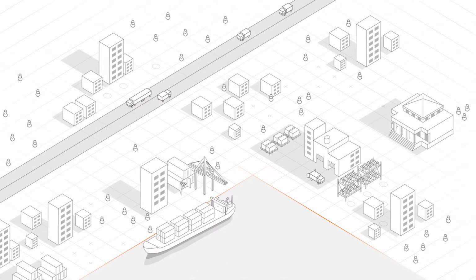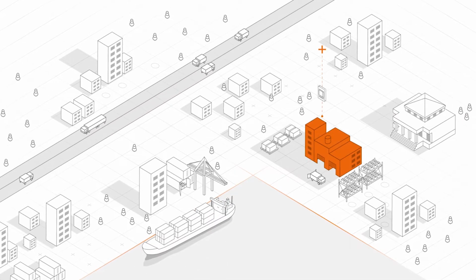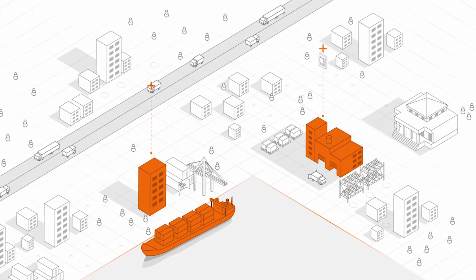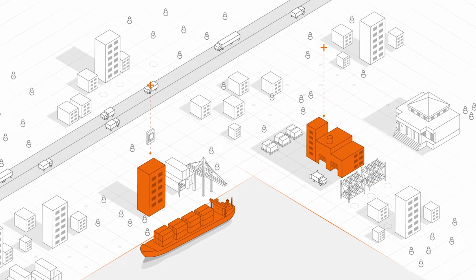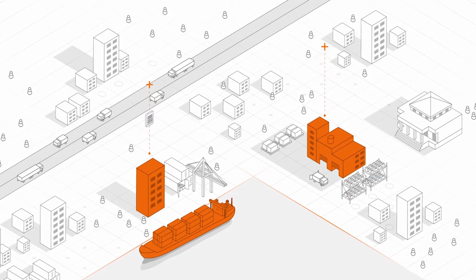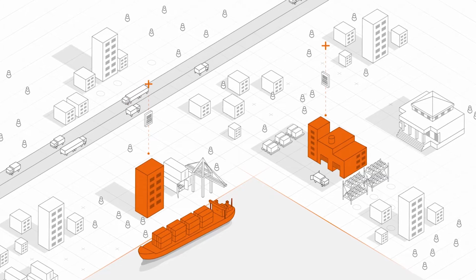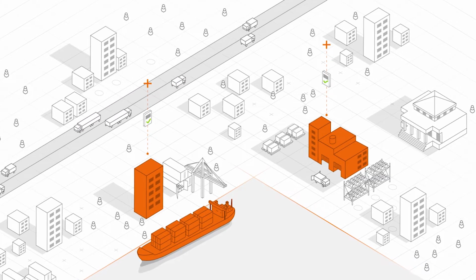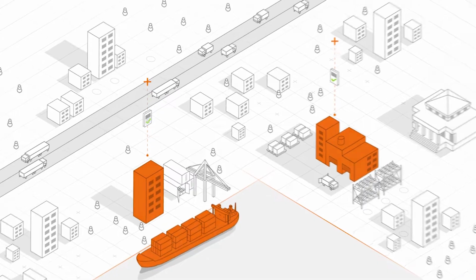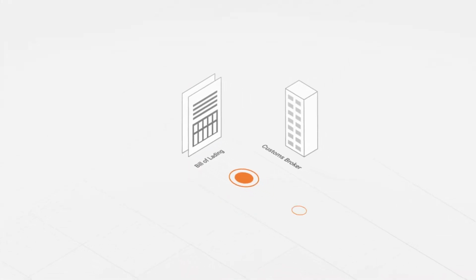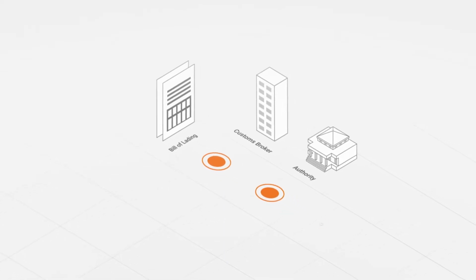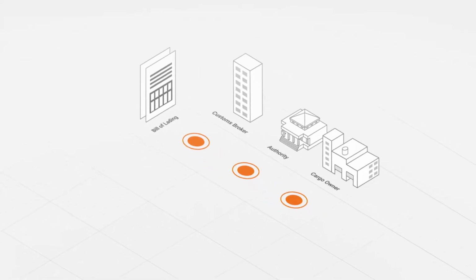Using the document sharing capabilities of TradeLens, the shipper can submit shipping instructions to the carrier, who accesses the information to draft a bill of lading for the shipper's review. Once a final bill of lading is verified by the shipper and carrier, TradeLens makes it accessible to the customs broker, the authorities in the port of entry, and the cargo owner at the destination.